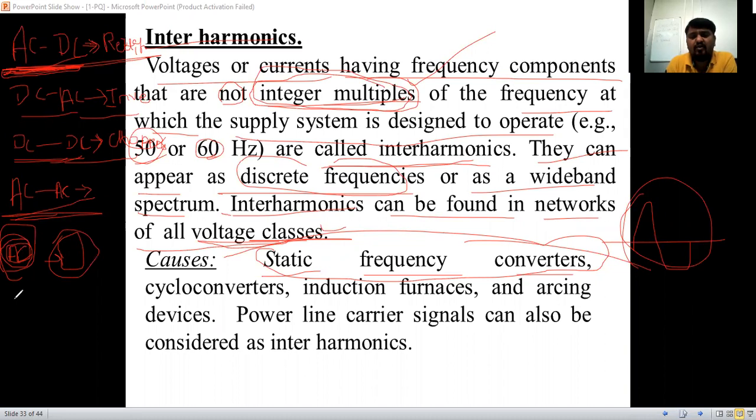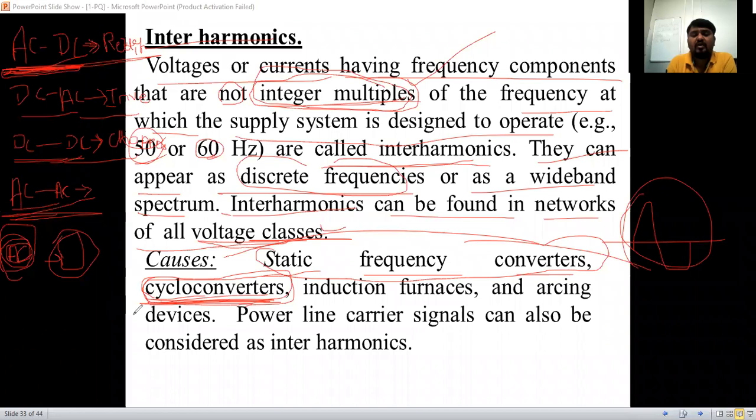Have you heard the name cycloconverters? No, sir, don't know. So this comes under AC to AC only, but it is going to change the frequency from one frequency to another frequency. We call it a frequency converter. I don't know your power electronics syllabus, but it is a very important device. You have to study that one. Cycloconverters, frequency converters we are going to call it.